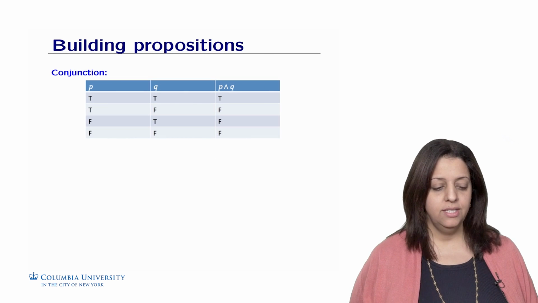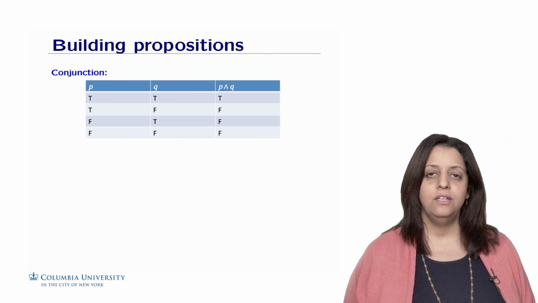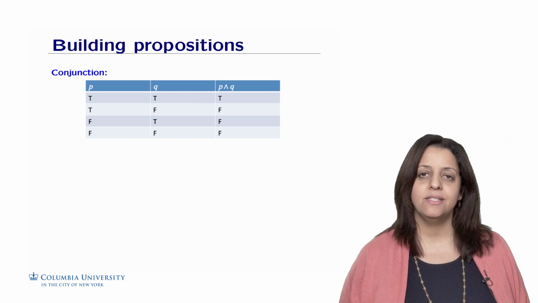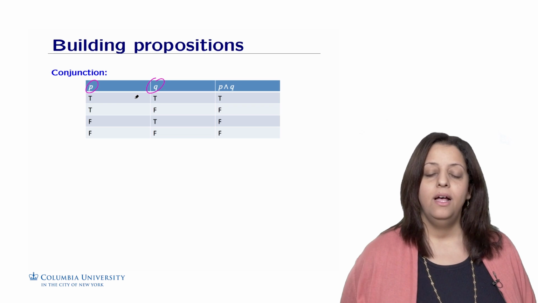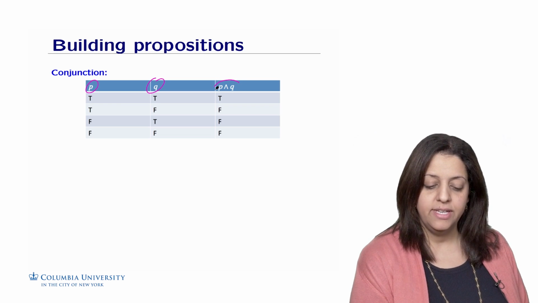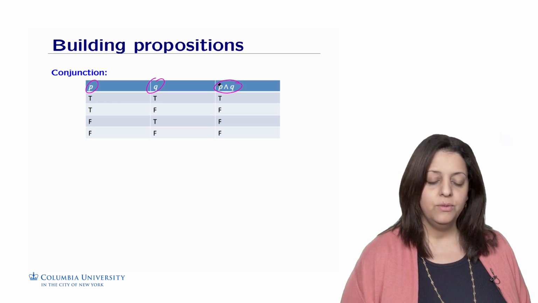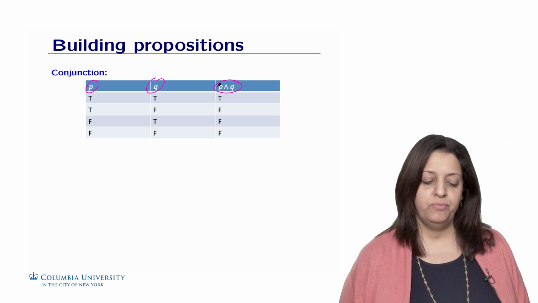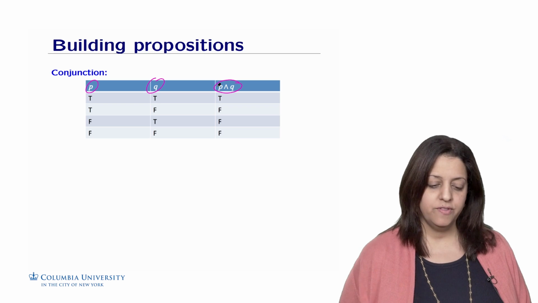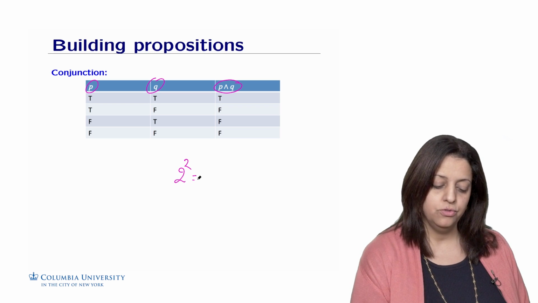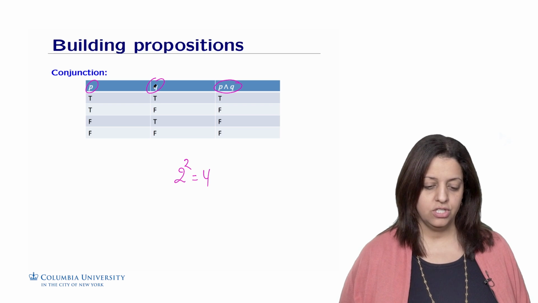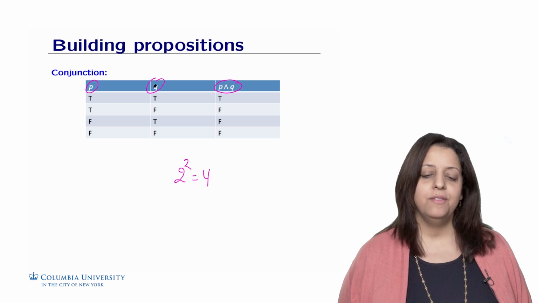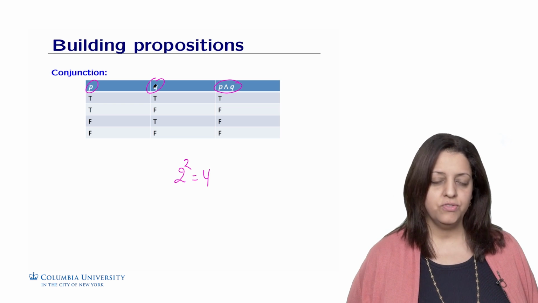How about conjunction? Conjunction creates a new compound proposition based on two propositions. So given two propositions P and Q, the compound proposition is P and Q, and will depend on the truth value of P and Q. So the size of the truth table is 2 to the 2, which is 4, because we have two propositions that we are putting together through the conjunction. All right? So the semantics of the conjunction is as follows.